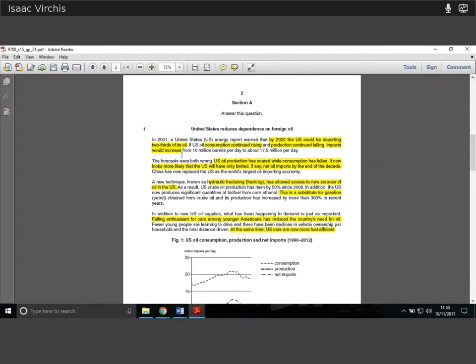However, as the data says, these forecasts are both wrong. Oil production has soared, so they're actually producing more oil in the US, and consumption has fallen, so people aren't needing as much oil. So we've got the reverse of what the article is suggesting. And it now looks like the US will only have limited, if any, net oil imports. So the US is becoming more self-sufficient. It's using its own production. It's not having to rely on foreign imports much at all.